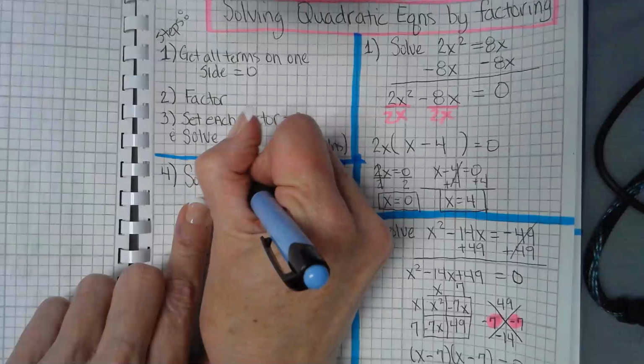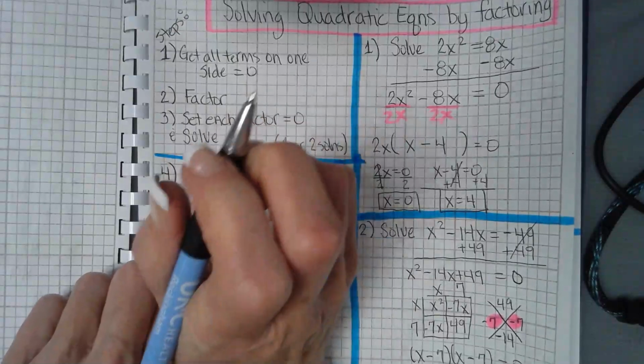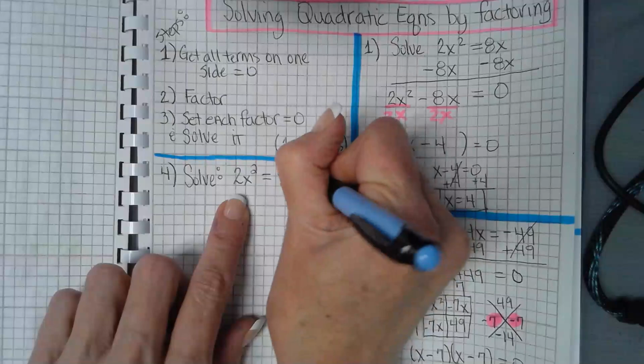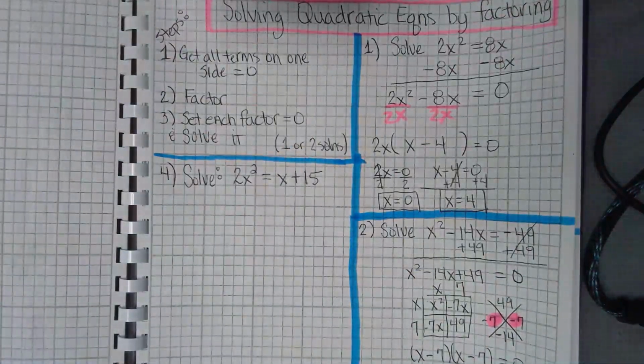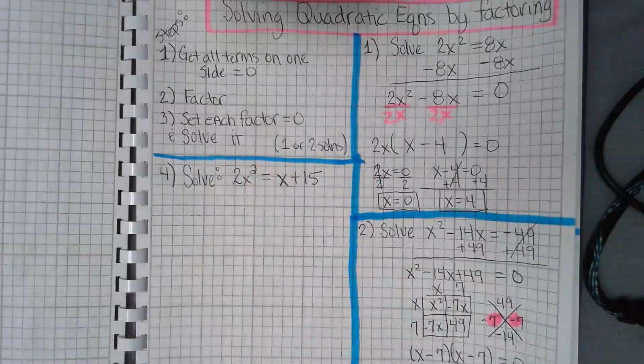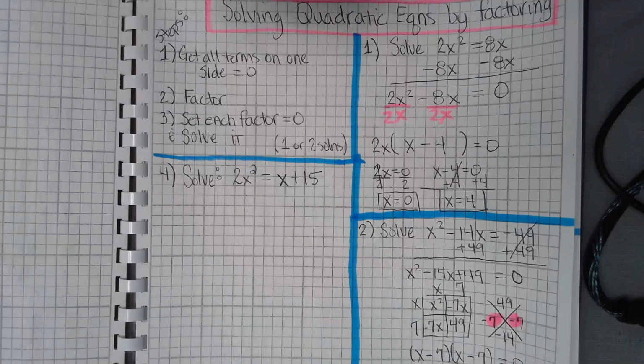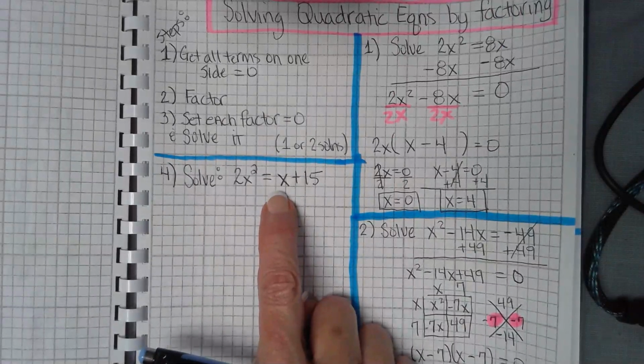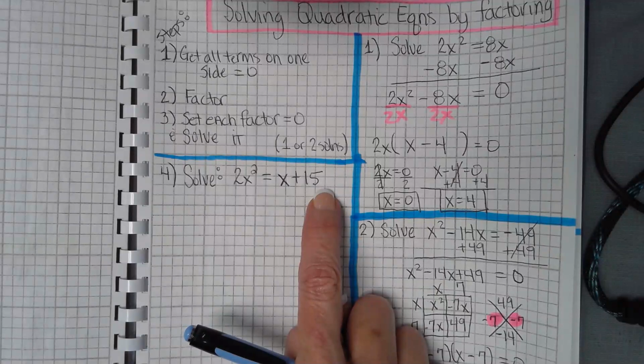Solve 2x squared equals x plus 15. Step number 1. Get all terms on one side. Folks, I know we've got 2 terms to move here, but we don't have to. Let's just do it all at one shot. How would I move the x? Subtract it. How would I move the 15? Yeah, just do it on one line.